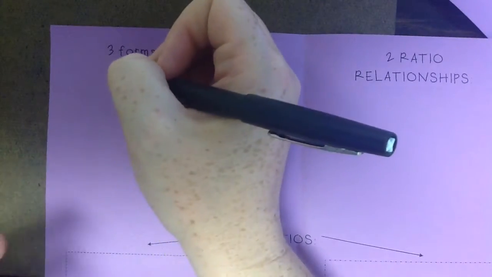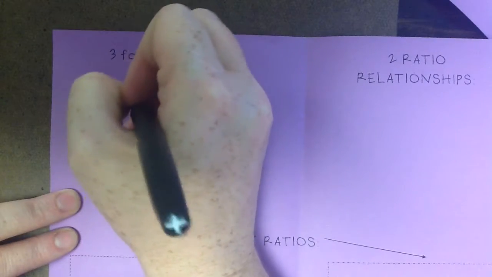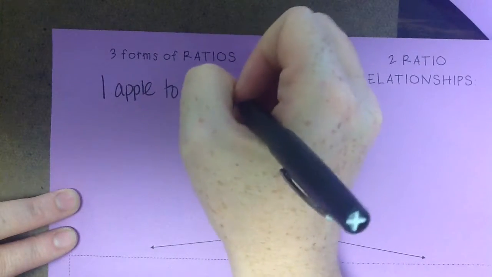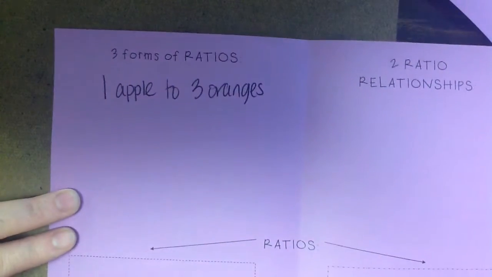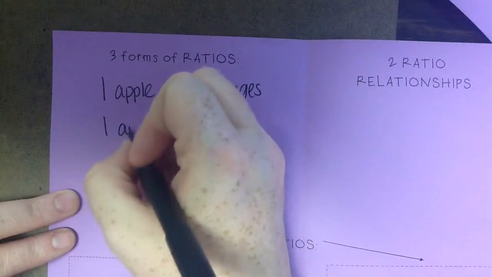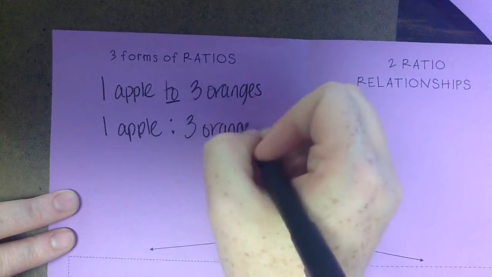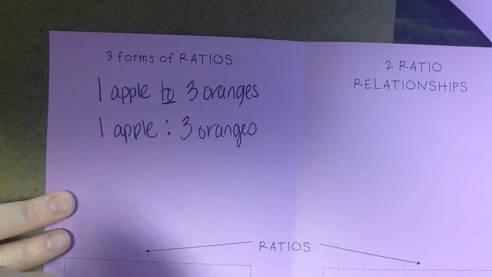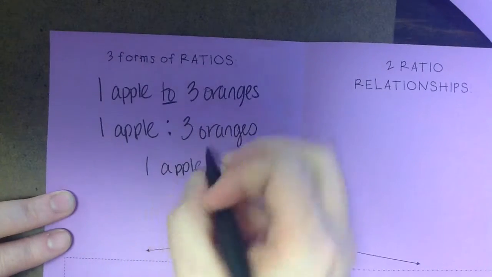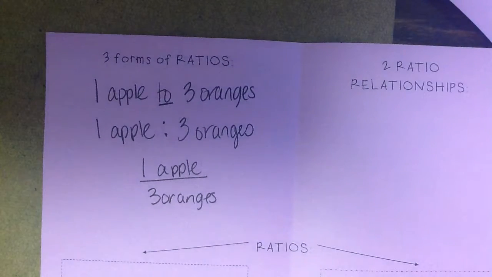So you can write ratios in three forms. The first one can be written in words, so like 1 apple to 3 oranges. Okay, so that's the word form. Then you can also write it with a colon. So 1 apple, colon, 3 oranges. Okay, and then our last way is as a fraction, 1 apple to 3 oranges. Okay, so there's your three different ways you can write a ratio.